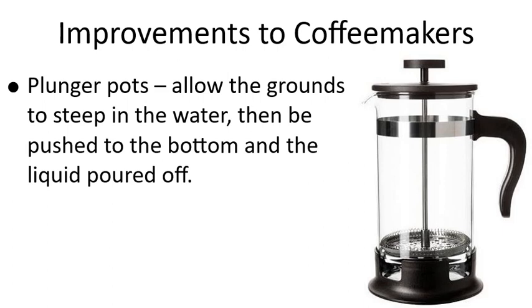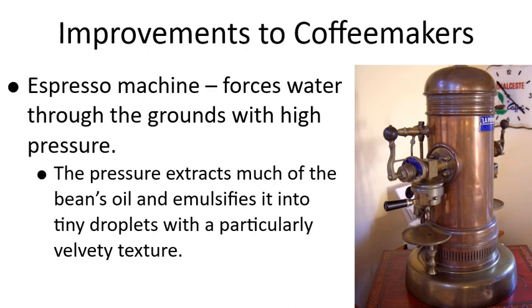still be had. With additional advances in metalworking and machinery came the espresso machine. Here, water is forced through the coffee grounds at high pressures. The high pressure extracts much more of the bean's oil and emulsifies it into very tiny droplets with a particularly velvety texture. This much higher extraction causes espresso to be particularly strong compared to the other brewing methods, and the addition of the oils causes the formation of a foam that's lacking from those other brewing methods.